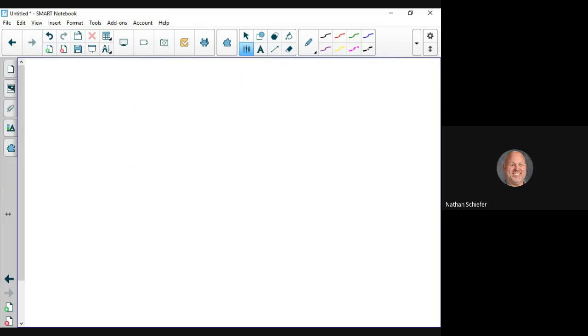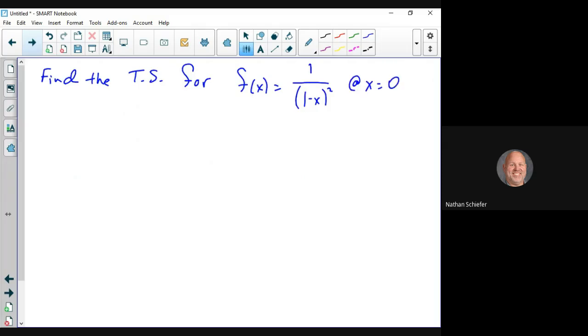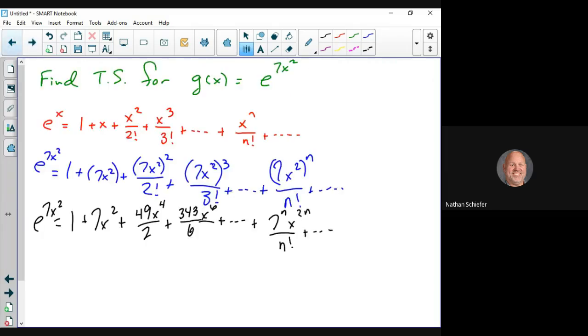Now, how about this? Find the Taylor series for f of x equals 1 over 1 minus x quantity squared at x equals 0. Yes, Lauren. Going back to the one we just did, why didn't we do the step where we found out what to put into x to make it the same as the 1 now, which would just be x?